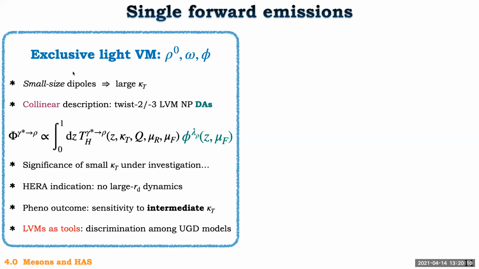In the exclusive light meson case, we see that in particular we need to have a small dipole regime to probe large kT, and this collinear factorization holds if we are in this approximation, but we saw a significance of the small kT regime, which is under investigation. On one side, the indication is that no large saturation dynamics is at play, but the outcome is a sensitivity to intermediate kT, because the discrepancy between our models is due to the sensitivity to the intermediate kT region. So we can use in general mesons, like vector mesons, to discriminate among UGD models.